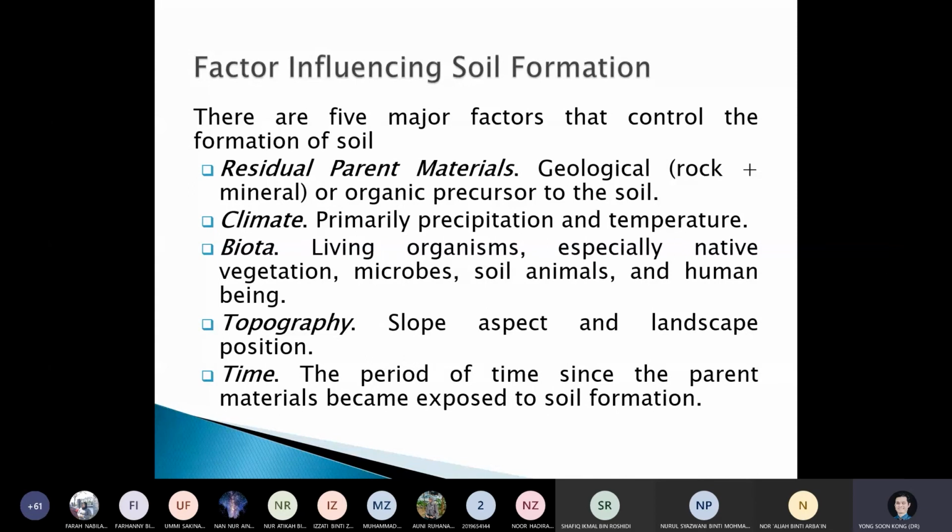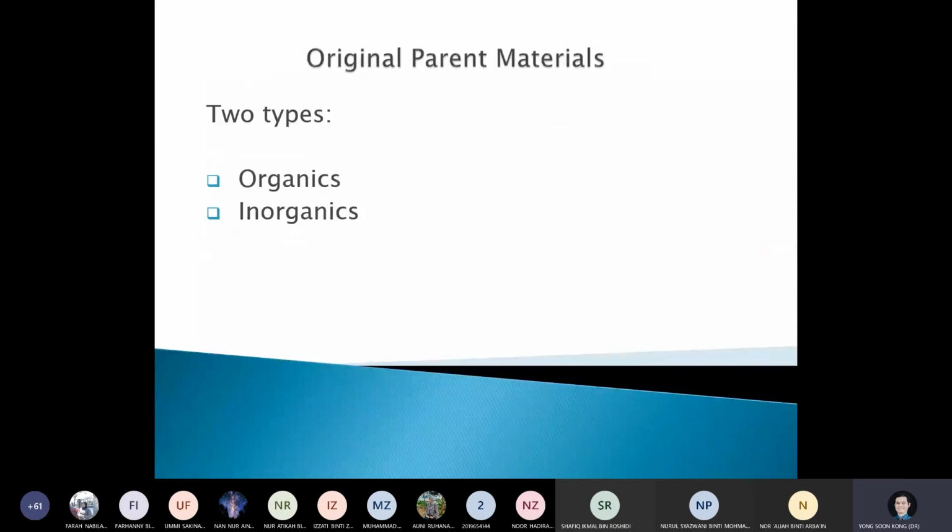I have already explained this one, so I'm going to skip. So we go straight to the parent material. Parent material can be divided into two things, which is organic and inorganic. Now, in no way is the weathering going to happen to just one of these materials. It's just based on what kind of soil that we have when the weathering begins.